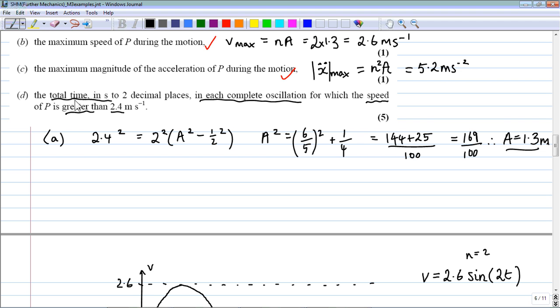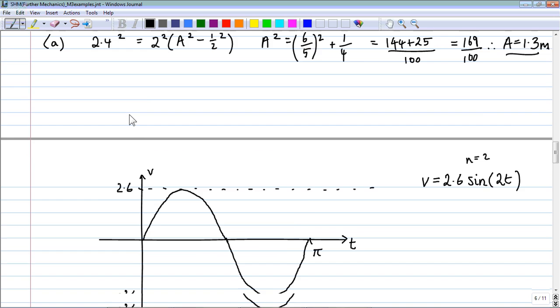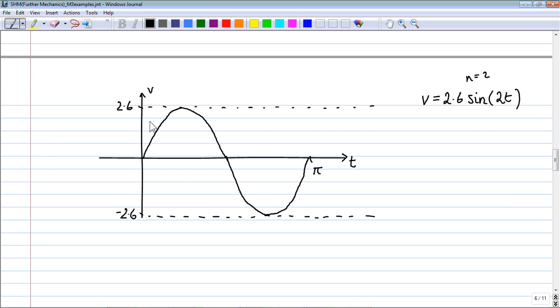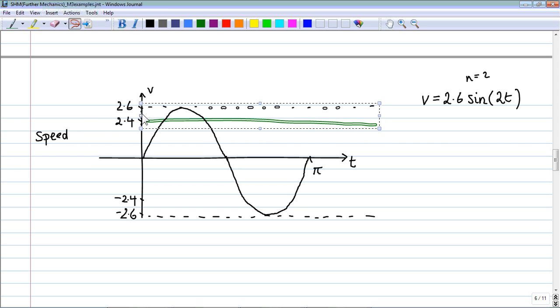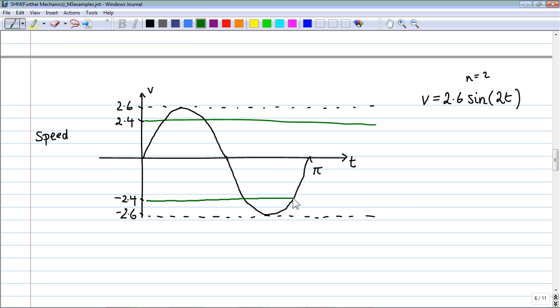Okay, so let me read the question again. The total time in each complete oscillation for which the speed of P is greater than 2.4. So all I have to do is mark on this graph 2.4 and, importantly, minus 2.4, because it's speed that we're interested in, not velocity. And if I draw in another color a line here, I'm not sure if I'm going to be able to straighten that one out. No, I think that's a bit too much to ask, isn't it? I'll try and draw reasonably carefully a line here. Okay, those are supposed to be horizontal lines, so forgive me for that.